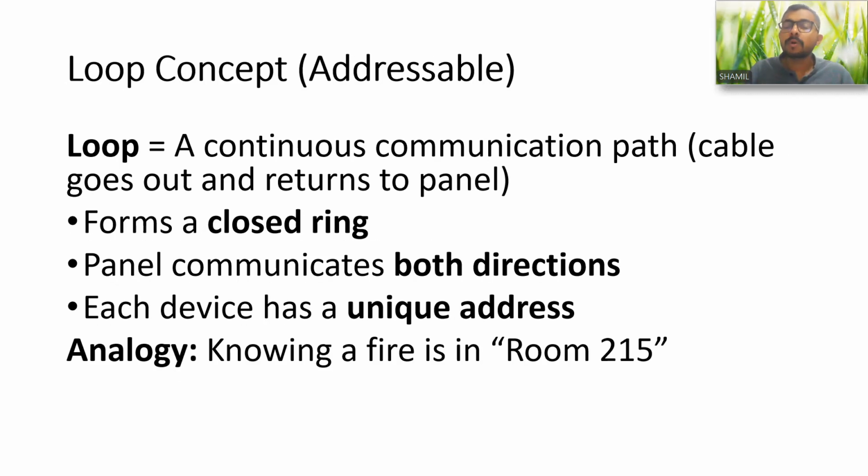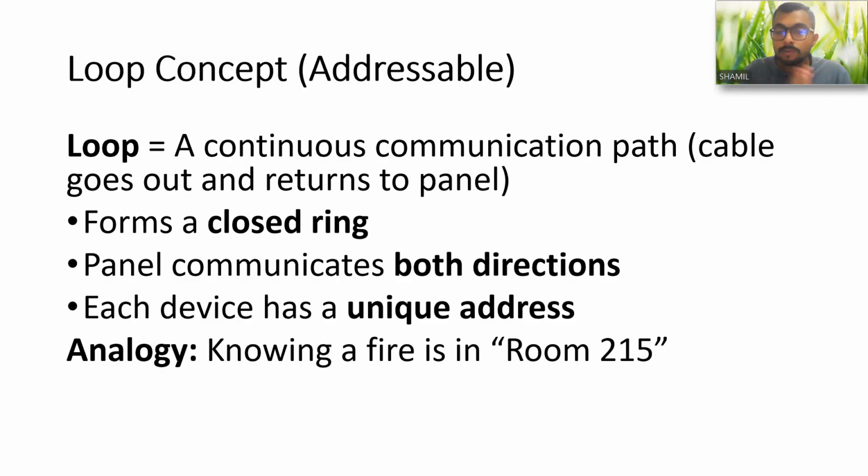Now coming to the loop concept. As I said, the loop starts from the panel, goes through all the devices, and then returns back to the panel. It's a continuous communication path. The loop forms a closed ring, and the panel communicates with the devices in both directions, from 1 to 250 and 250 to 1.